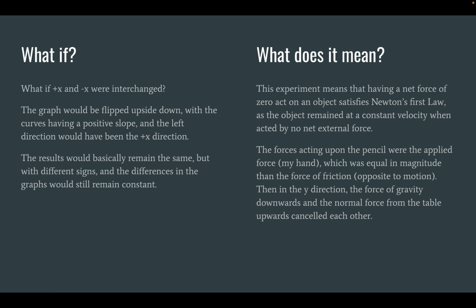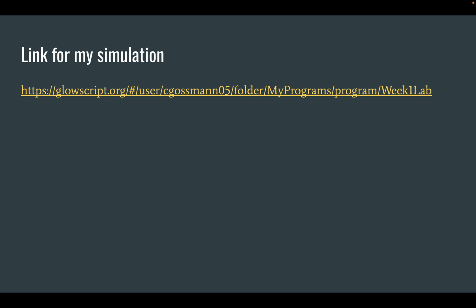This experiment means that having a net force of zero act on an object satisfies Newton's first law, as the object remained at a constant velocity when acted on by no net external force. The forces acting upon the pencil were the applied force from my hand, which was equal in magnitude to the force of friction, which opposes motion. Then in the y direction, the force of gravity downwards and the normal force from the table upwards cancel each other. Here's the link for my simulation program if you want to see it.